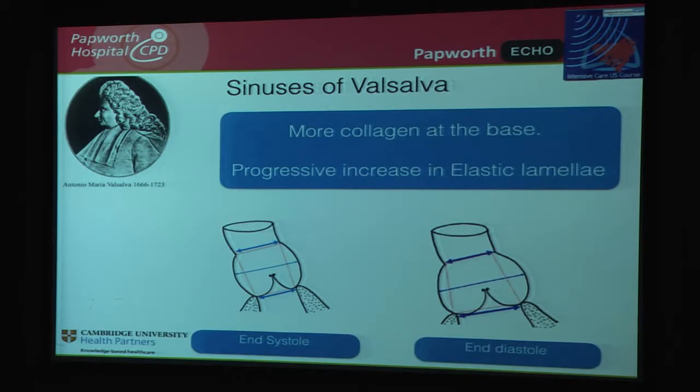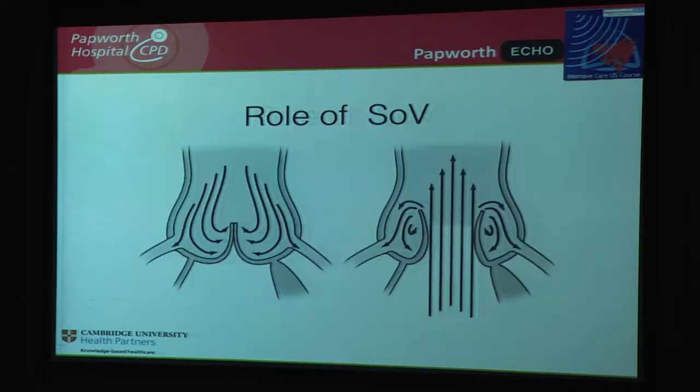And histologically, this has more collagen at the base of the sinus, and as it progressively moves to the aorta, there's more elastin. The reason why this works physiologically is in end systole, the ST junction is actually wider than the aortic annulus, whereas in end diastole, the aortic annulus is slightly wider than the ST junction. And this is a dynamic phenomenon that happens with every systole and diastole. When it's lost, you have problems with aortic valve patency.